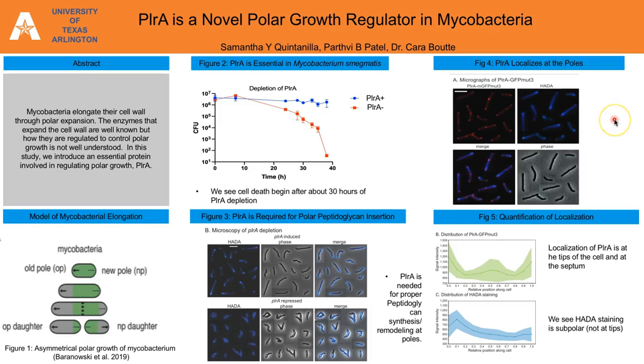When we quantified the signal in staining, we saw that localization is occurring at the poles, like we have mentioned before, but peptidoglycan synthesis is occurring subpolarly, so not at the poles, not at the tips. So what does this mean? We're not sure yet, but this could mean that peptidoglycan insertion is occurring subpolarly. But once again, we don't know yet.